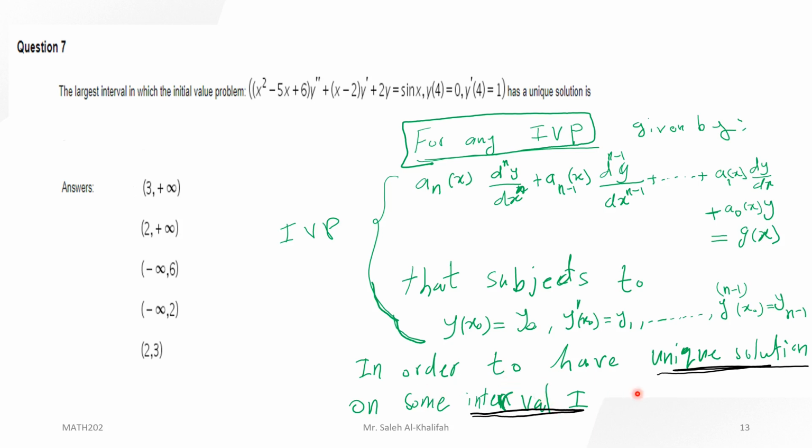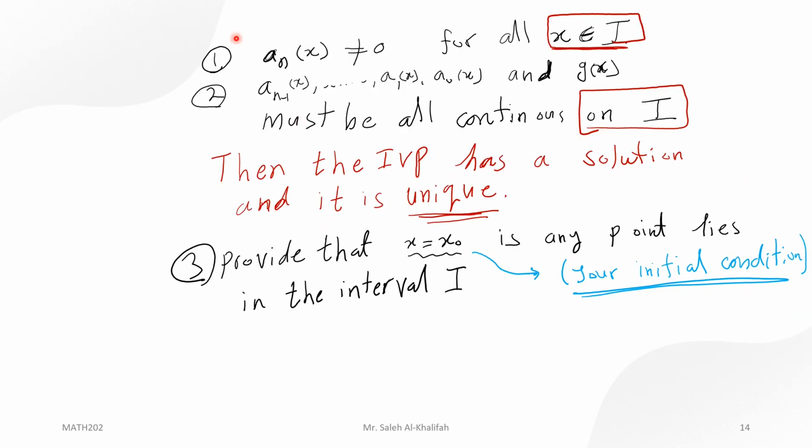طيب in order to have a unique solution on some interval i we should have these three conditions 1, 2 and 3. First, a n of x does not equal to 0 for all x on this interval. هذا أول شرط. a n of x اللي هو معامل أكبر derivative لا يساوي صفر لجميع قيم x في هذه الفترة. يعني a n of x لا تساوي 0 خلال الفترة i.